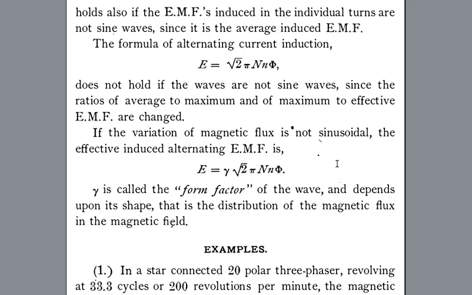If the variation of magnetic flux is not sinusoidal, the effective induced alternating electromotive force is E equals γ square root 2 π nNφ. Gamma is called the form factor of the wave and depends upon its shape, that is the distribution of the magnetic flux in the magnetic field.